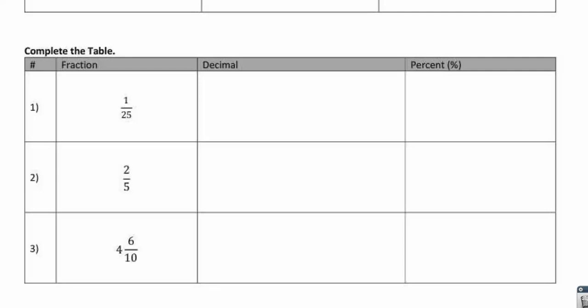So I need to turn 1/25 into a decimal. So 1 goes inside, 25 goes outside. Top dog in the house. 25 can't go into 1. 25 can't go into 10. 25 goes into 100 4 times. Exactly. So my decimal is 0.04.